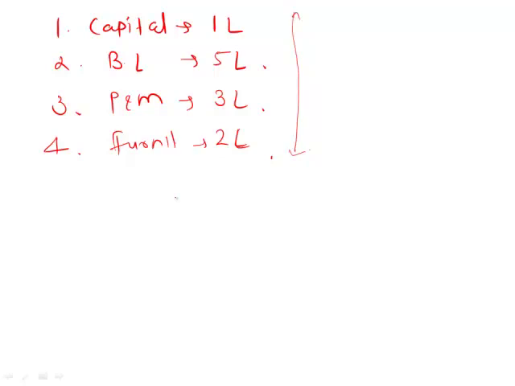There is bank loan, P&M is plant and machinery, L&B is land and building.